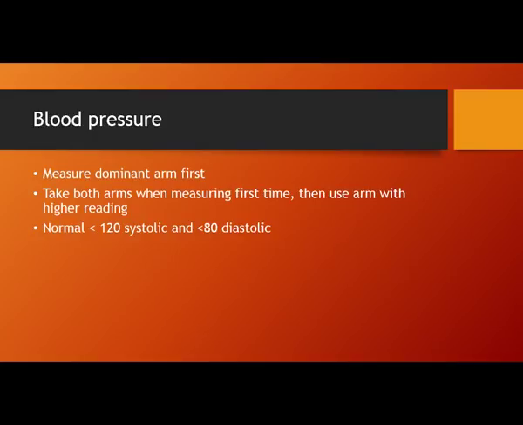Then blood pressure. You measure the dominant arm first, like if they're right-handed, measure their right arm first. But take both arms when you're measuring for the first time, and then from then on use the arm that has the higher reading. Now you can't always do that.